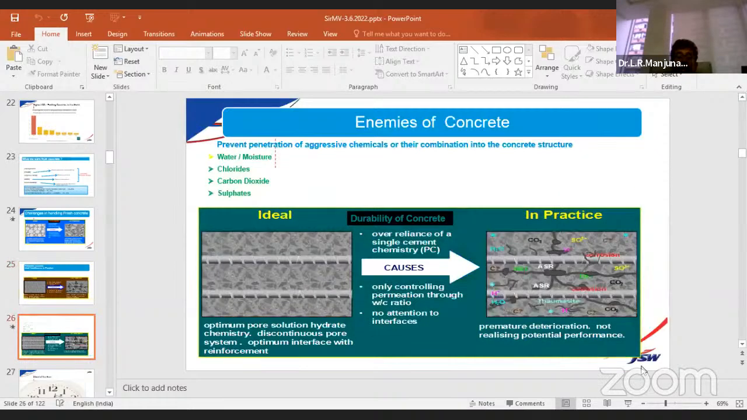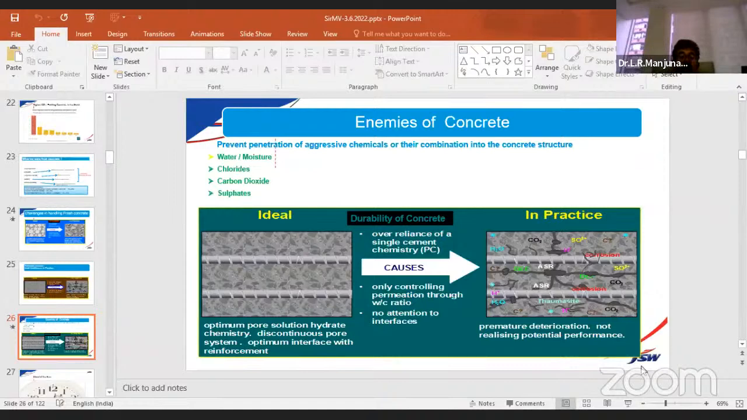So the enemies of concrete, as I've already told you: the moisture, the chlorides, the sulfates, the carbon dioxide. All these things attack the concrete and make the reinforcement corrode. When the reinforcement corrodes, swelling of the reinforced member happens, because the rust is 10 times more in volume than the steel. It keeps on growing. Finally, one day, what will happen? The reinforcement will give way.